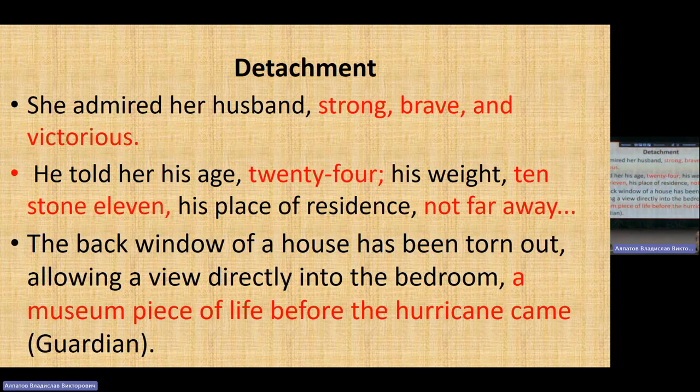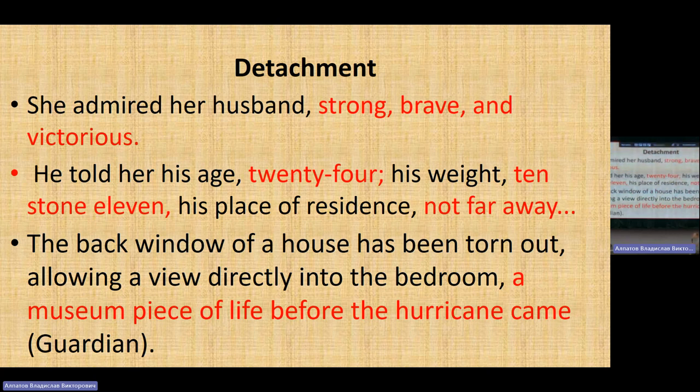Some more examples. She admired her husband, strong, brave, and victorious. Instead of saying strong, brave, and victorious husband, which would be the grammatically correct order, we say it like this. Then, what else can detachment do? It can also serve as the medium to convey the direct speech, right? Again, he told her his age, 24. His weight, 10 stone 11. Well, stone is apparently the American way of weighing things, like kilograms. Right? His place of residence, not far away. Right. So the detached parts signal that this is direct speech.